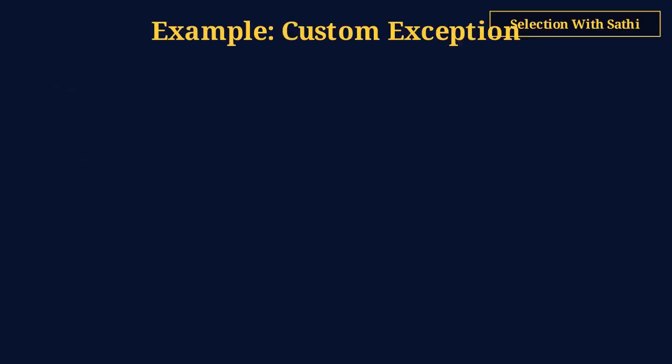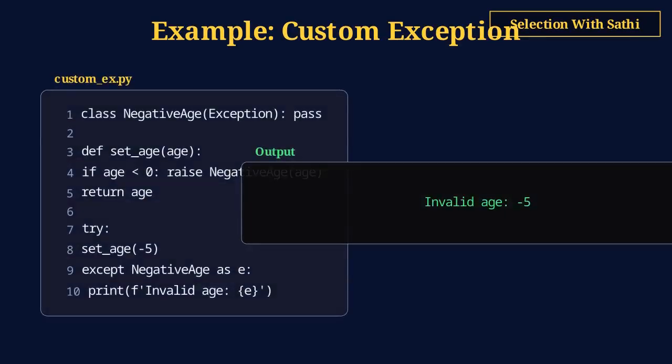Using finally for cleanup. We connect to a database, then try to execute a query. If it fails, the except block logs the error. The finally block runs regardless and closes the connection. This ensures resources are always released, even on errors.